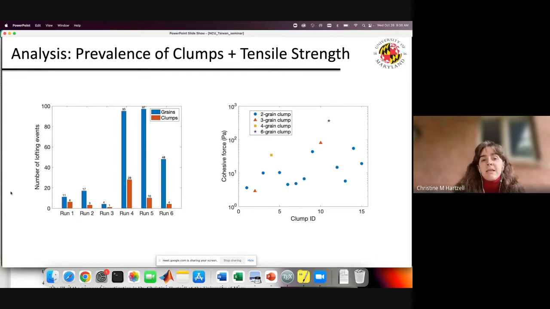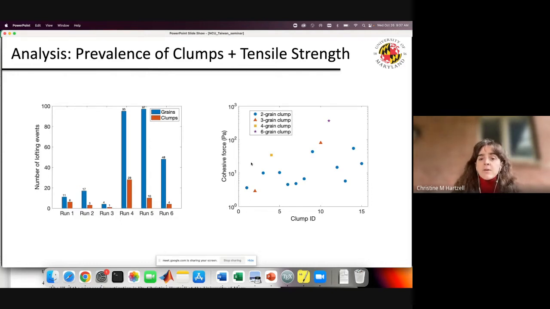We can look at the prevalence of clumps, how often are clumps lofted versus individual grains. And that's what we're showing here in the left plot. So we compare the number of grains lofted to the number of clumps lofted in our observation window. And we see that the clumps are a fairly significant portion of the number of objects that are lofted. That means that if we think that lofting occurs on an asteroid or the moon that has a cohesive regolith, it's likely that we would have lofting of both individual grains as well as clumps.